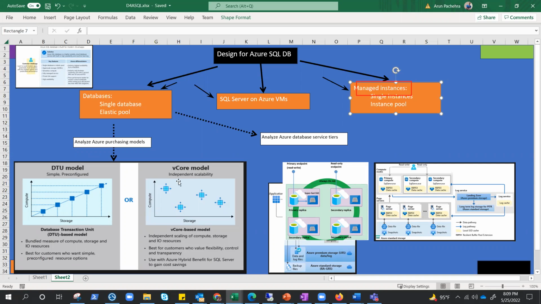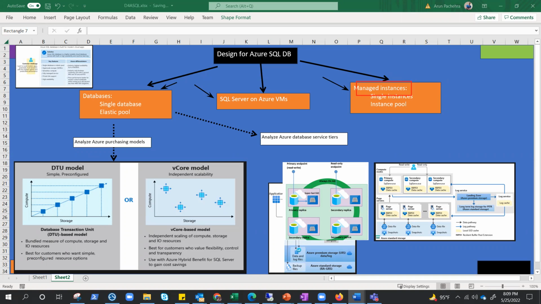serverless model is a compute tier for a single database in Azure SQL DB. It automatically scales compute based on workload demand and bills only for the amount of compute used. The vCore based model is recommended because it allows you to independently select compute and storage resources. The DTU based model is a bundled measure of compute, storage, and IO resources, as we said, not independent. The vCore model also allows you to use Hybrid Benefit for SQL Server and save a lot of money, or also go with reserved capacity, pay in advance to save money. Neither of these options is available in the DTU model.